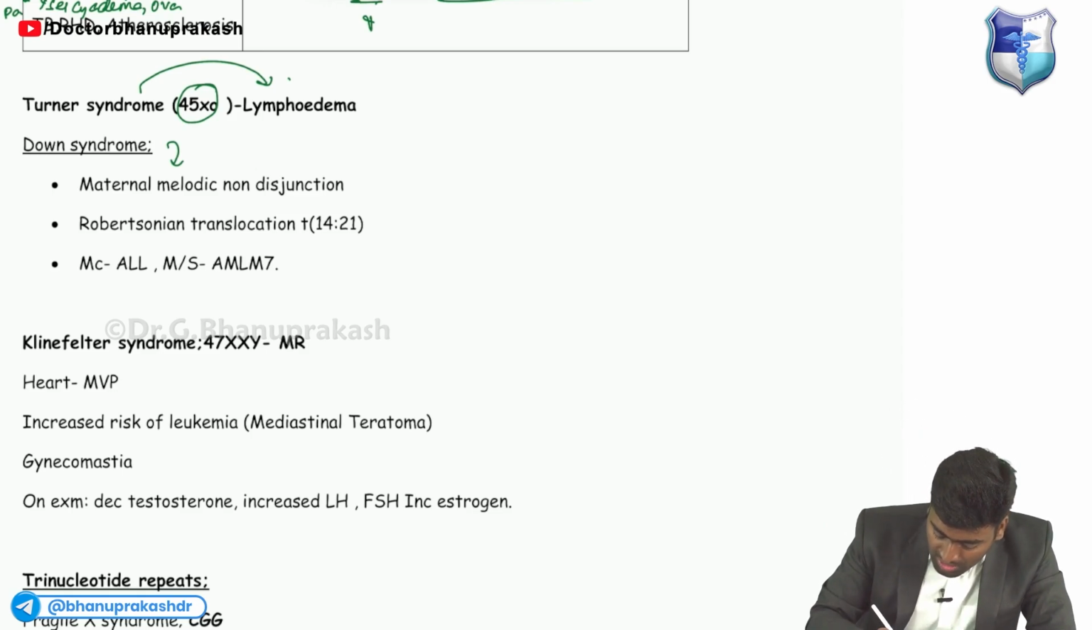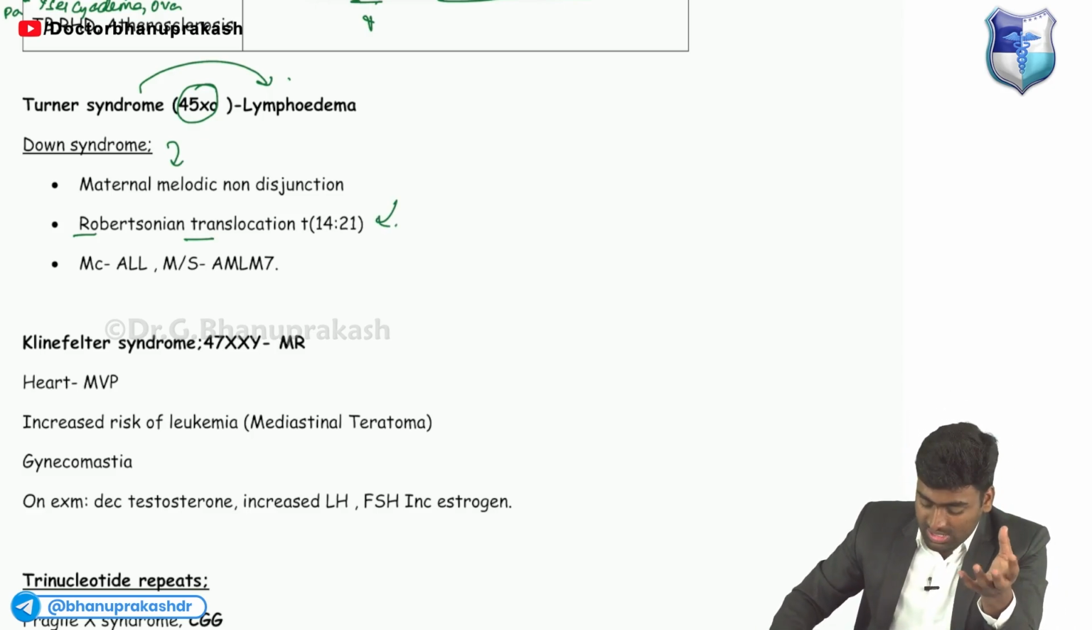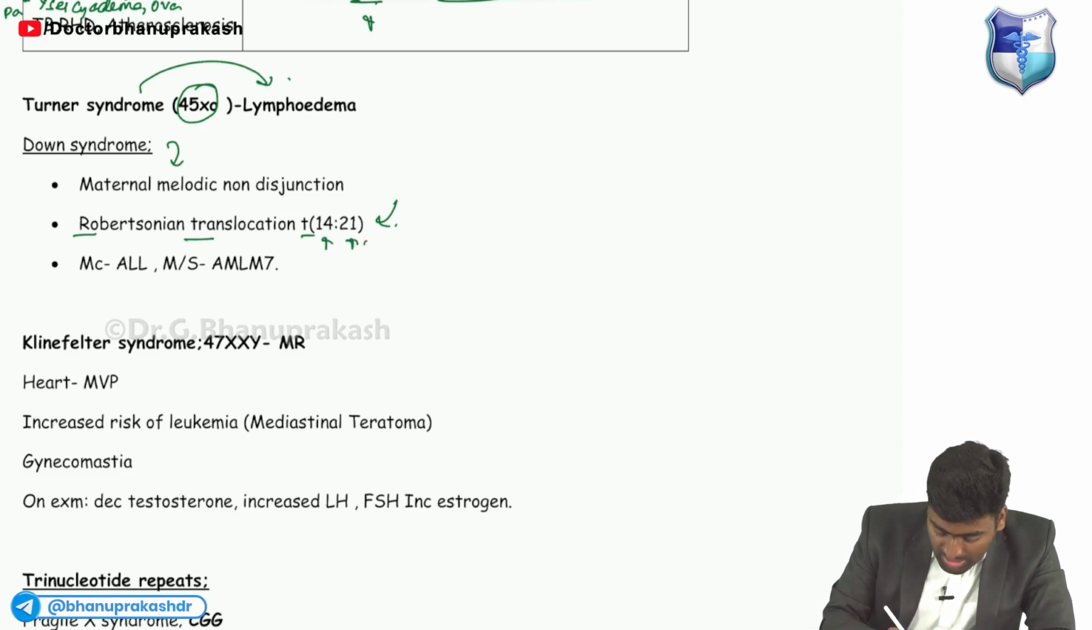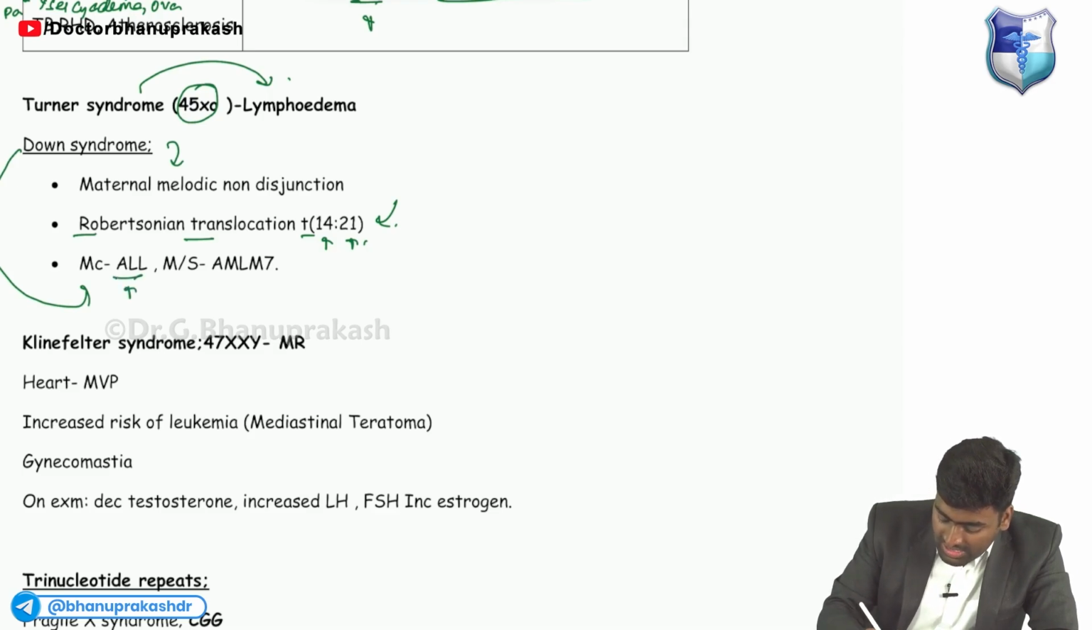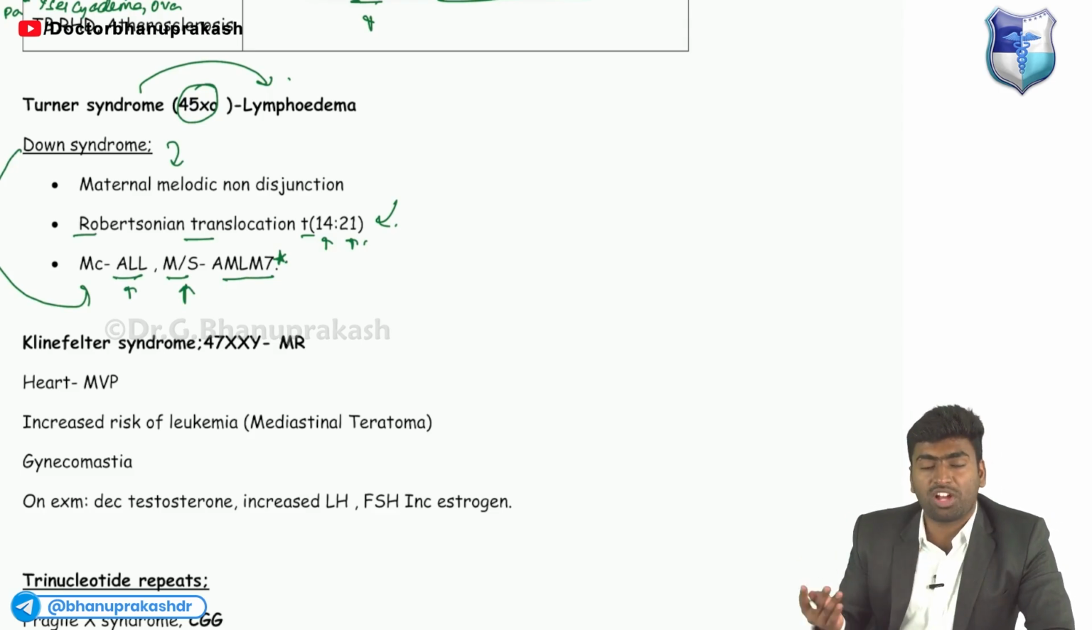And next, about Robertsonian translocation, it will happen in most old age patients. It is the translocation 14 and 21. And the most common type of leukemia in Down syndrome is ALL, and if they ask more specifically, it is AML-M7. More specific it is AML-M7, and most common it is ALL.